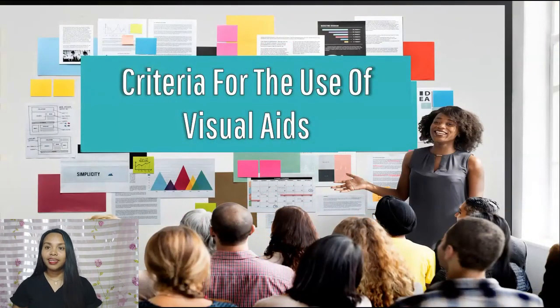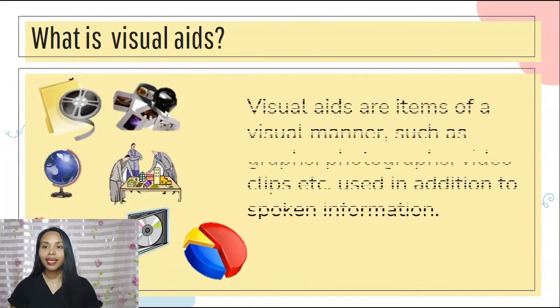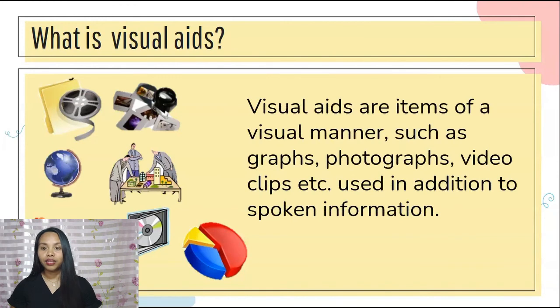And now, let us know the criteria for the use of visual aids. But first, let us define what visual aids are. So, visual aids are items of a visual manner such as graphs, photographs, video clips, and others, used in addition to spoken information. So we have 10 criteria for the use of visual aids.